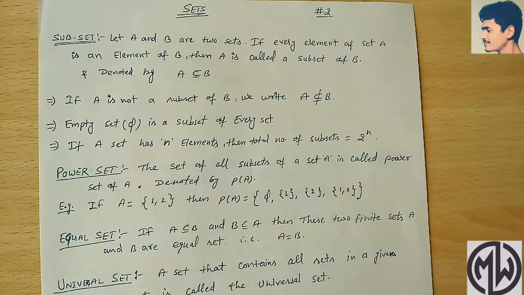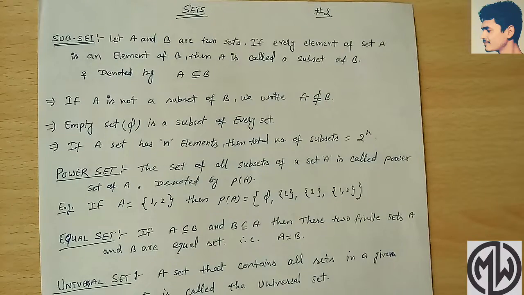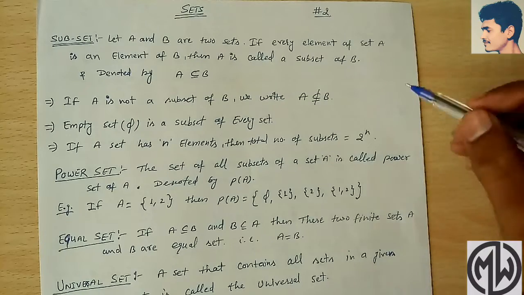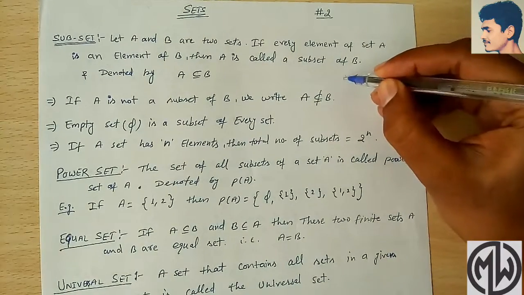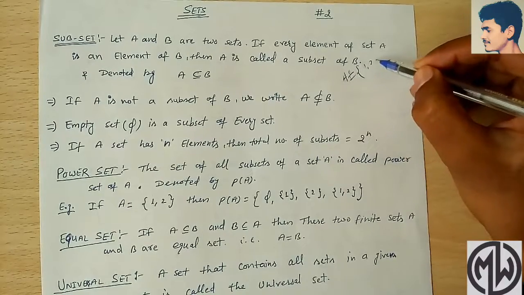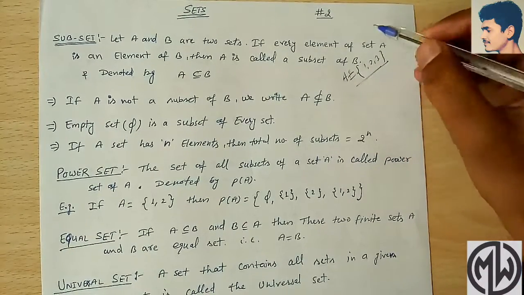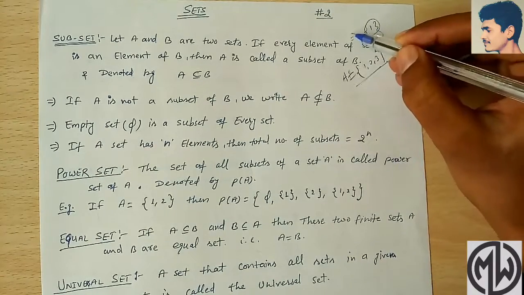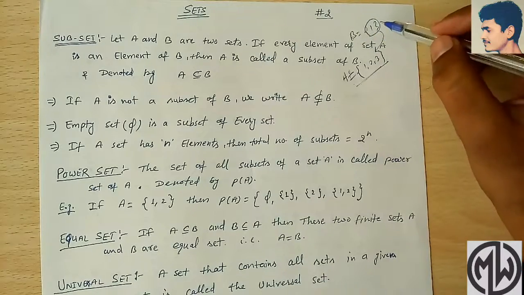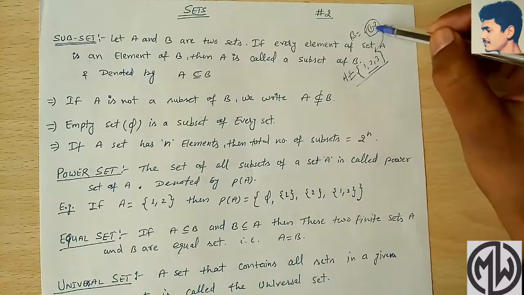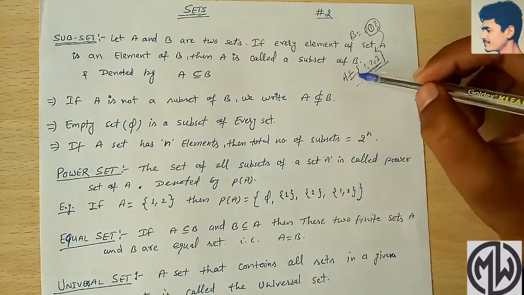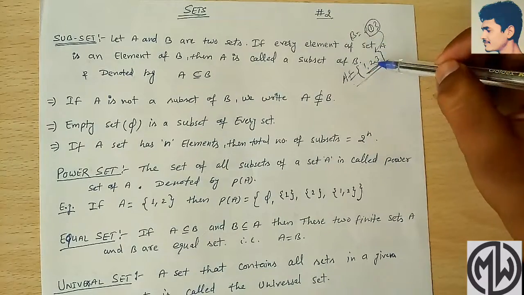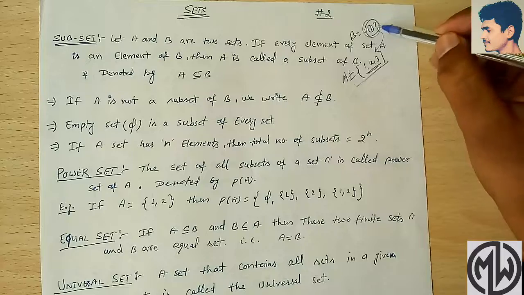Let A and B be two sets. If every element of set A is an element of set B, then A is called a subset of B. For example, we have set A equals {1, 2, 3}. This is our main set. If I say {1}, 1 is an element of this set. This is your set B. So we can say B is a subset of A because its element is contained in A. But now, can we say A is a subset of B? No, one element of A is contained in B, but 2 and 3 are not contained in this set.